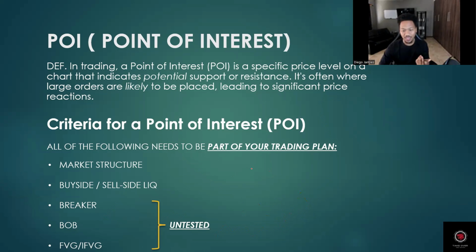Same thing when it comes to an actual BOB as well. If you see price creating your BOB like that, and you see a wick being pushed within your BOB, it is not a POI anymore. It's not a point of interest anymore.